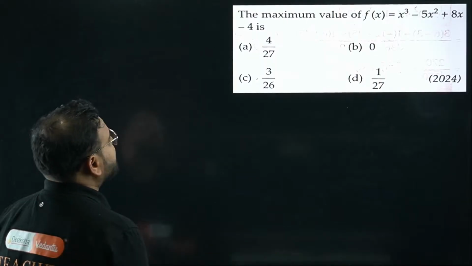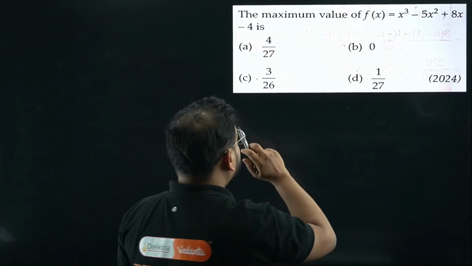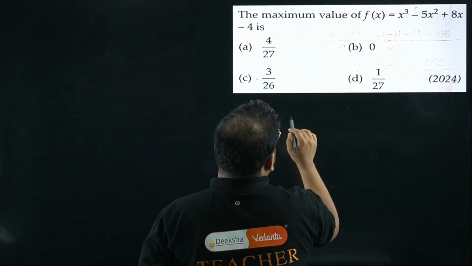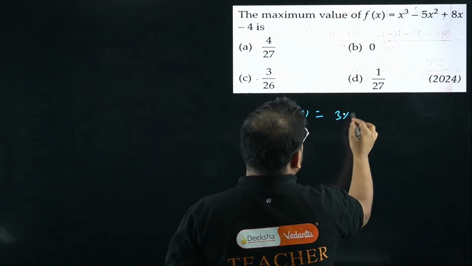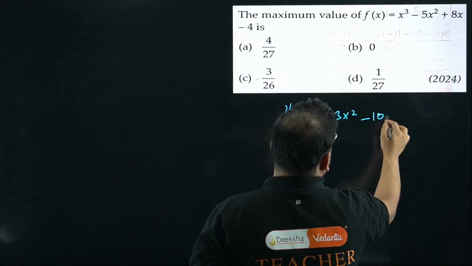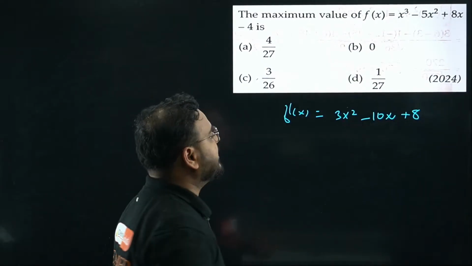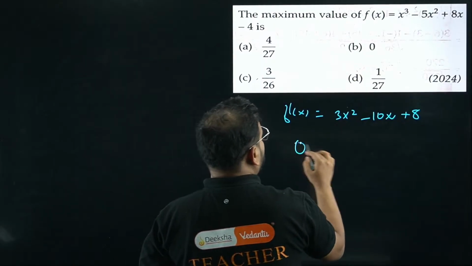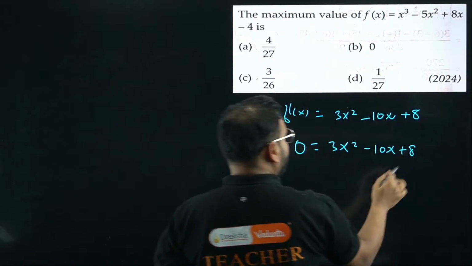Next question. The maximum value of f(x) = x cube minus 5x square plus 8x minus 4. f dash of x equals 3x square minus 10x plus 8. Put it equal to 0 to find the critical points. We have 24 here, so I can write minus 6 and minus 4.